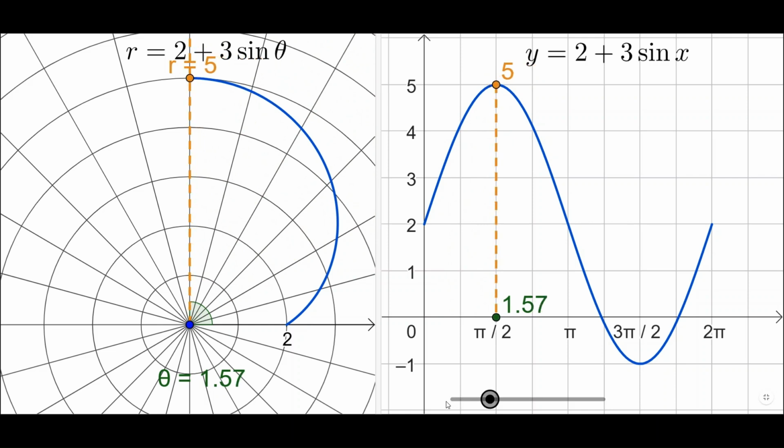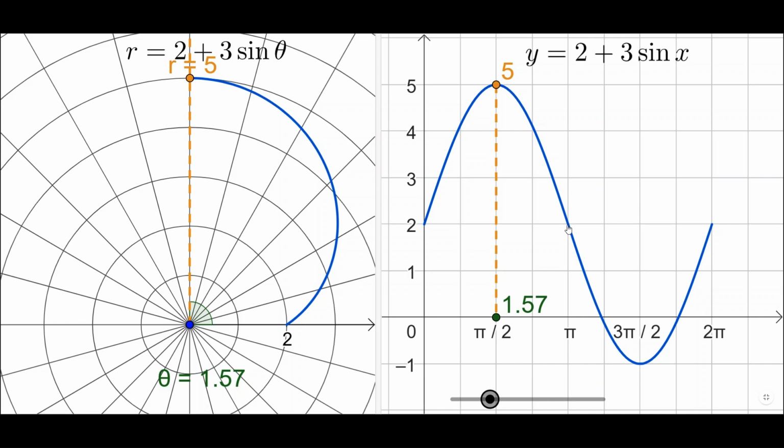And that happens as we just rotate our angle through the first quadrant, so from 0 to pi over 2. As we continue moving from left to right, from pi over 2 to pi, right now at pi over 2 the y value is 5. Once we get to pi, the y value goes back to 2. So it's going to change from 5 and decrease back to 2.